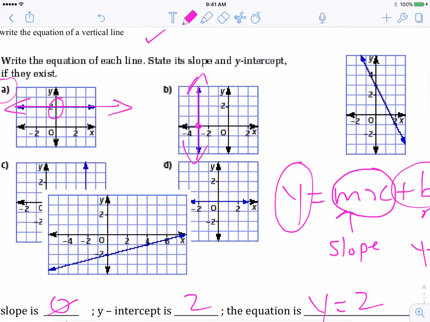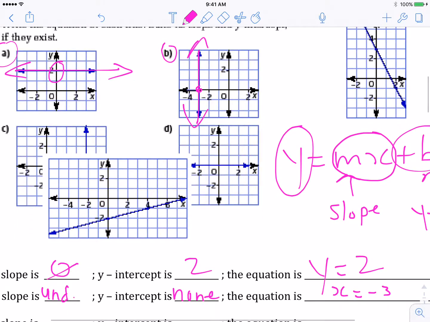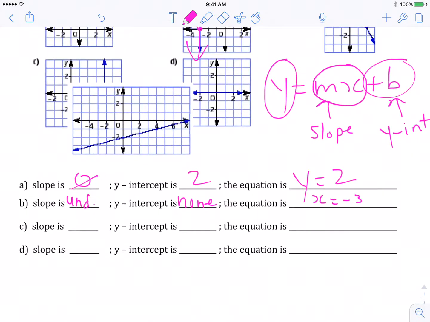So one way to understand that is that on this line in B, the line will always have an x value of -3. It will never touch the y-axis, but the x value is always -3. So that's one way of thinking about that. Let's try it again with C.